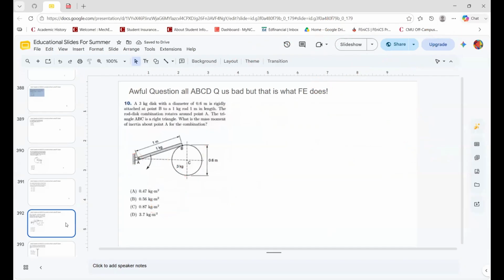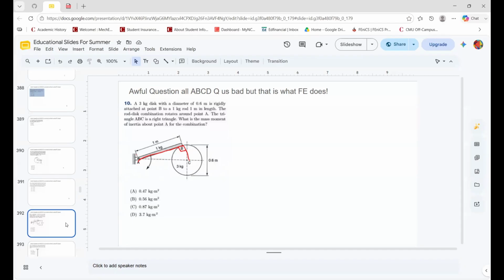Next one over here is a 3 kilogram disc. Oh, this is going to be a little bit interesting. A 3 kilogram disc with a diameter of 0.6 is attached at point B to a 1 kilogram rod. Oh, that thing actually matters now because it has a mass. The rod is 1 meter in length. The rod and disc combination rotates around point A. The angle ABC is a right angle. Oh, this is going to be a geometric question. You're making me do this, huh? What is the moment of inertia? Oh, thank God, it's not asking for something ridiculous.